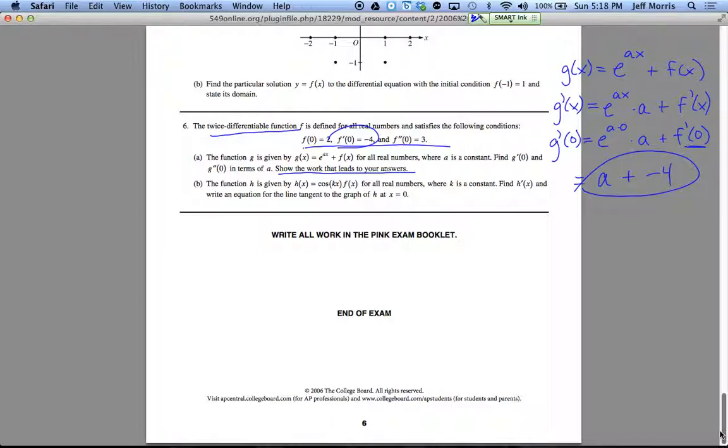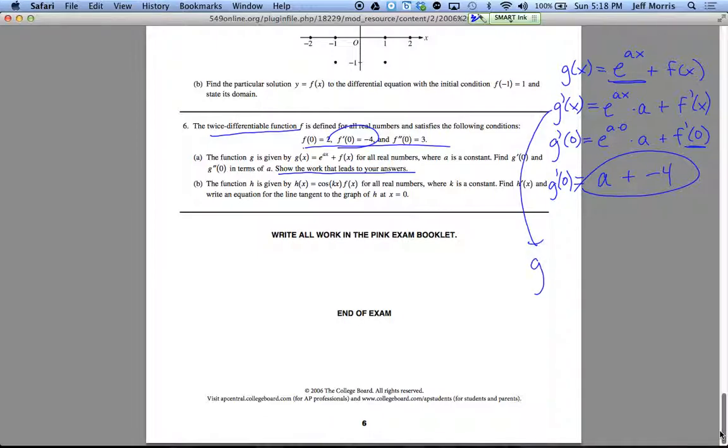Did they ask us to solve for a? Do we know what a is? So then we don't care. If they didn't ask you to find a and they didn't tell you what a is, then don't worry about a. Yes, question. When we took the derivative of g of x, where did we get times a? E to the ax, chain rule. Itself times the derivative of the exponent. Okay.